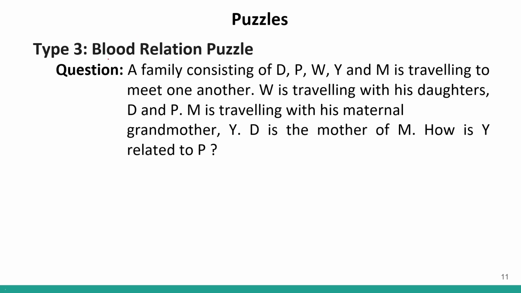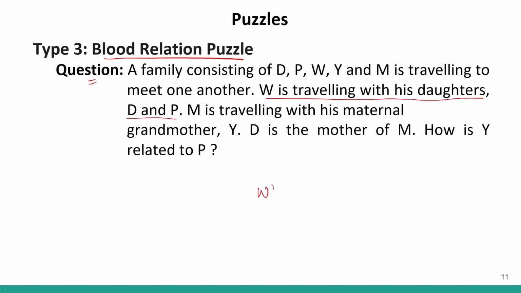Then we have blood relation puzzle. So we will draw a family chart. We will not assume the gender and we will use different symbols. The question is that a family consisting of D, P, W, Y and M. So 5 people are traveling to meet one another. Okay. W is traveling with his daughters D and P.